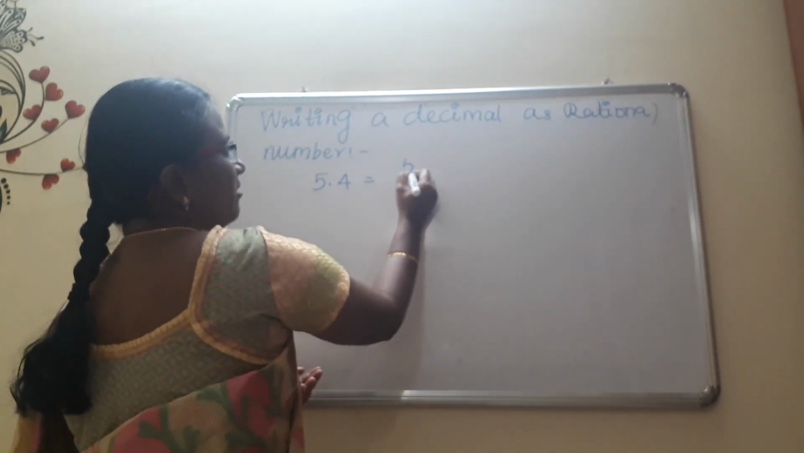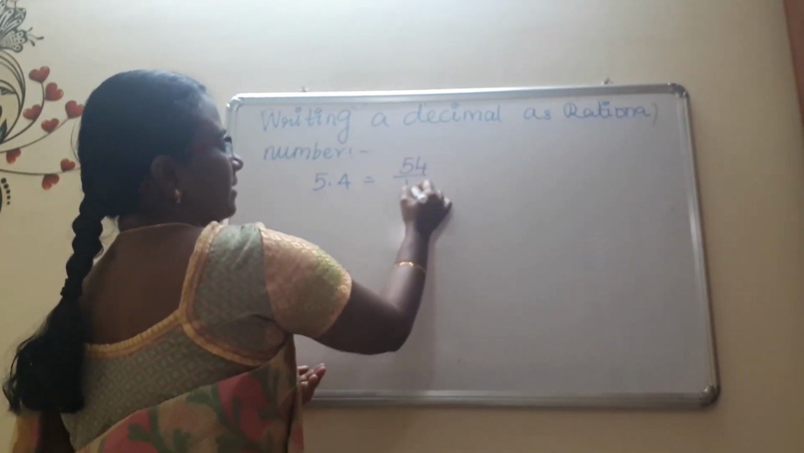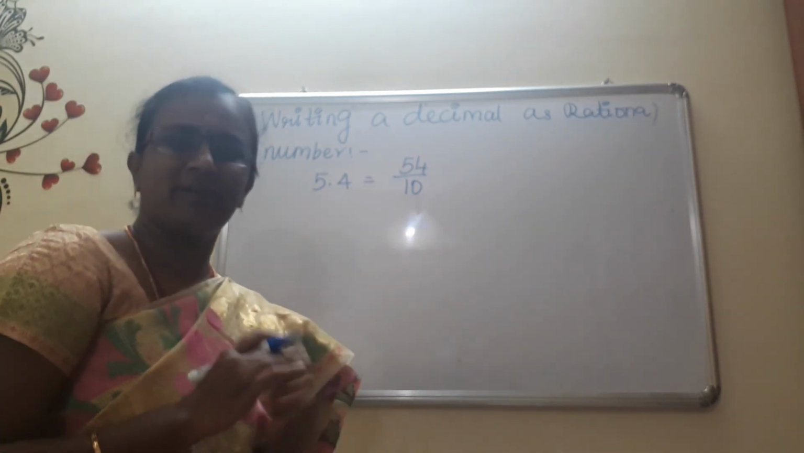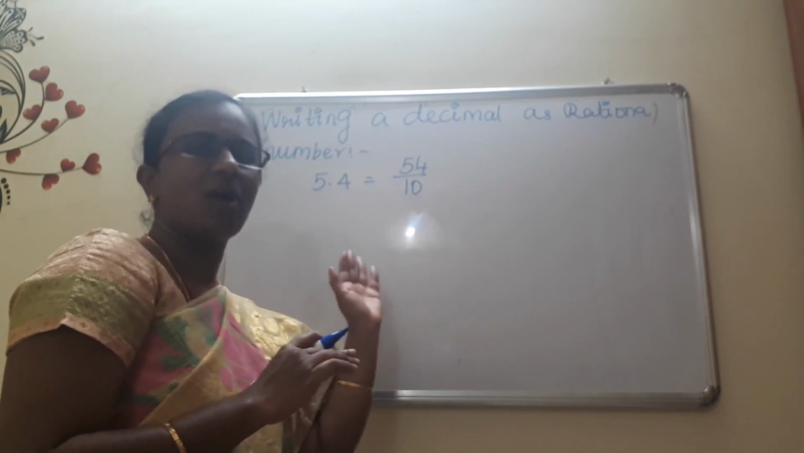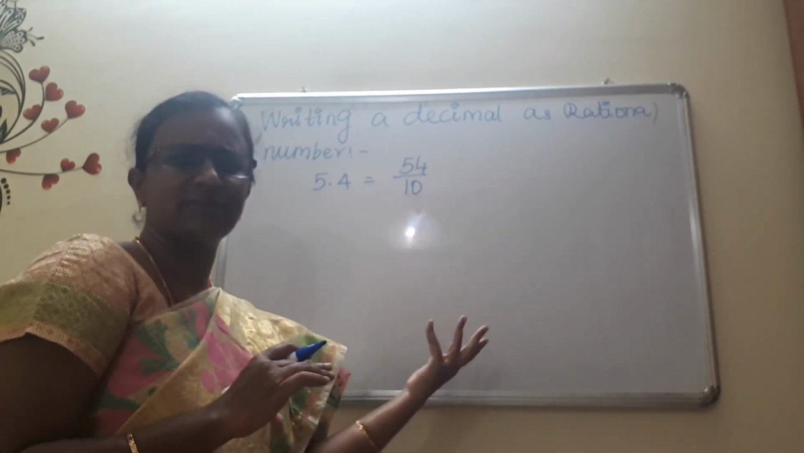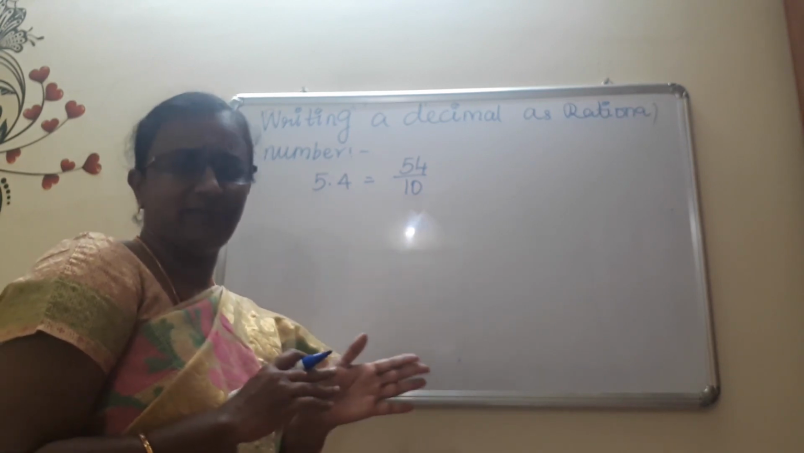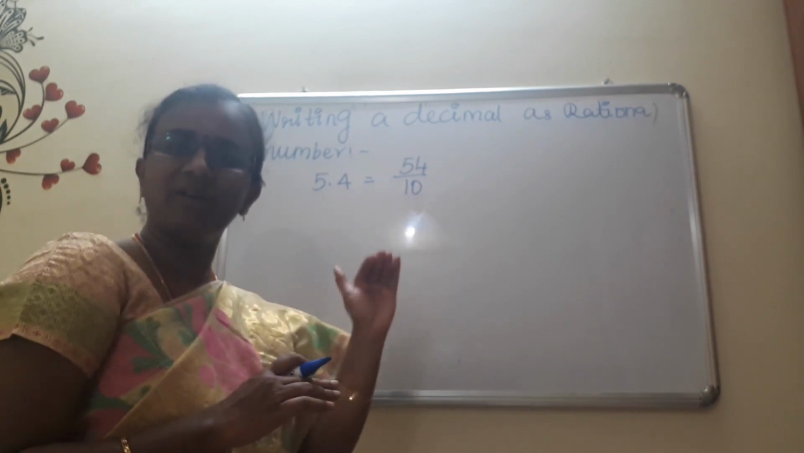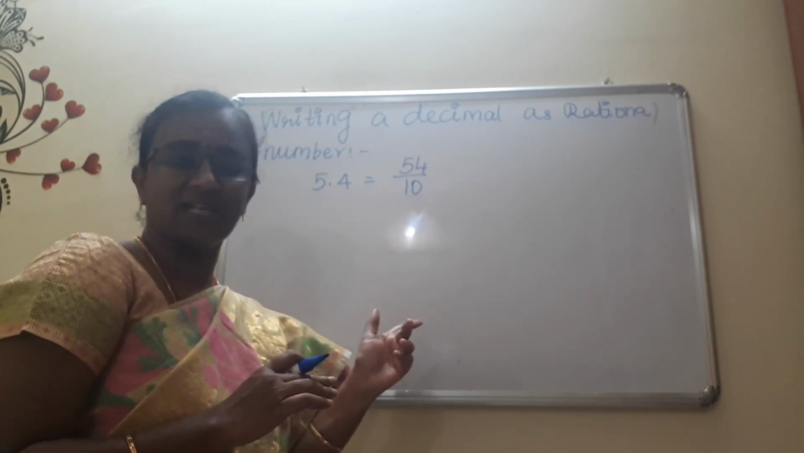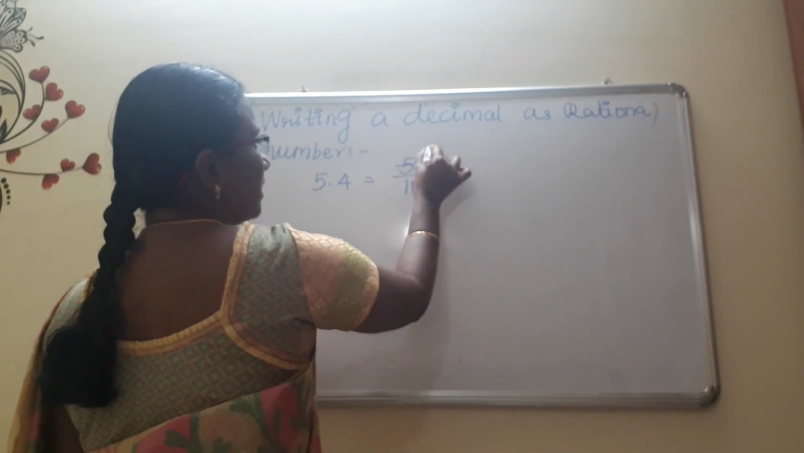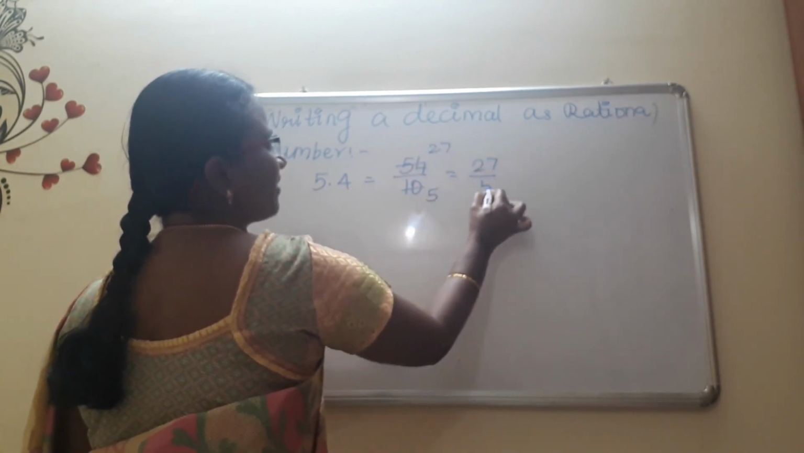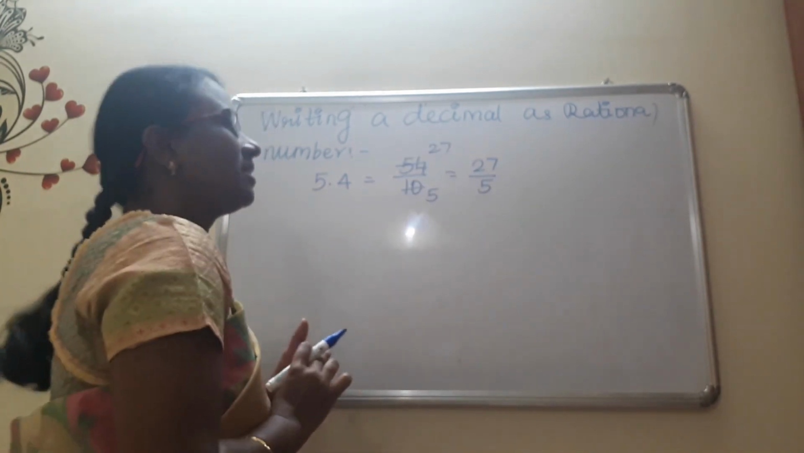5.4 is nothing but 54 by 10. Isn't it? We already learned this in class 7. How you convert a decimal to a fraction or a fraction to a decimal, that we know very well from the previous classes. So 5.4 is nothing but 54 by 10. Now we can easily reduce this fraction, isn't it? How many times? 2 times. 27 by 5. It is a rational number.